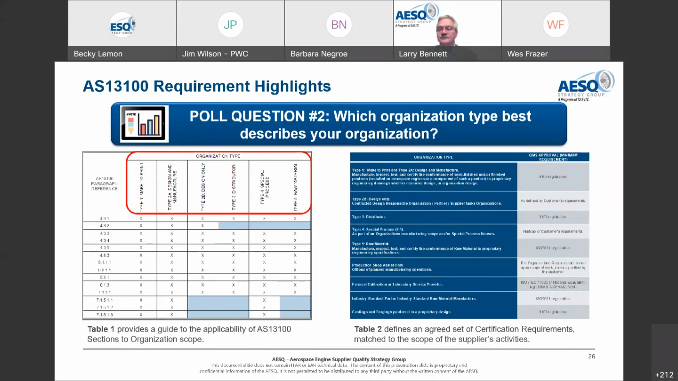So it looks like 48 people chose option A, type 1. Another 39 chose option B, type 2A. And there were 3 responses for option C, type 2B. 13 people said option D, type 3 distributor. 10 people chose type 4 special process, and 5 people chose type 5 raw material. Okay. A little bit of cross representation across all the material types today. So thank you for that involvement.